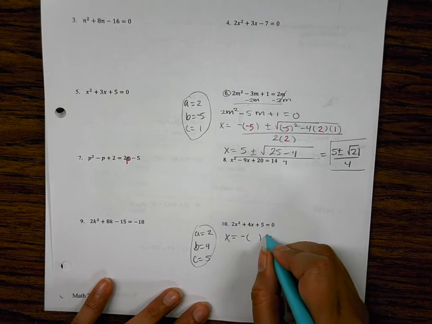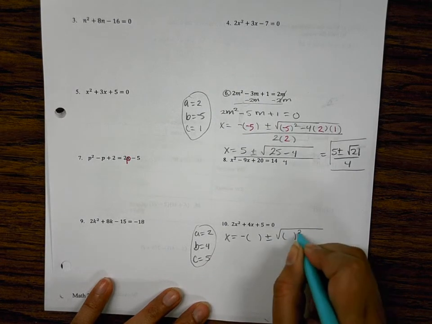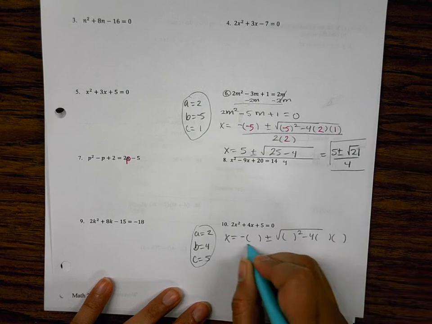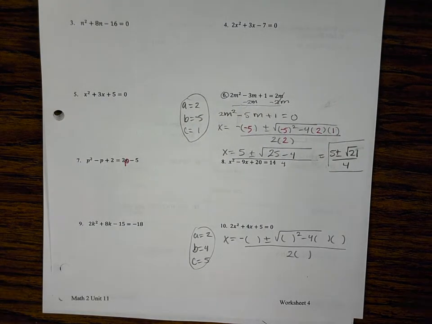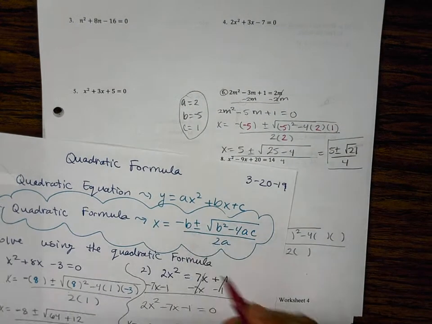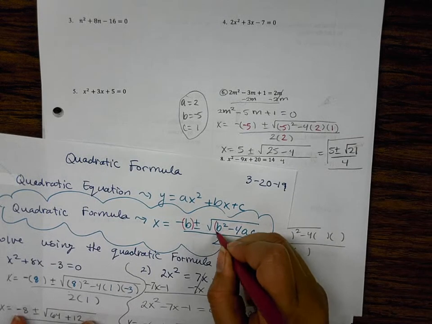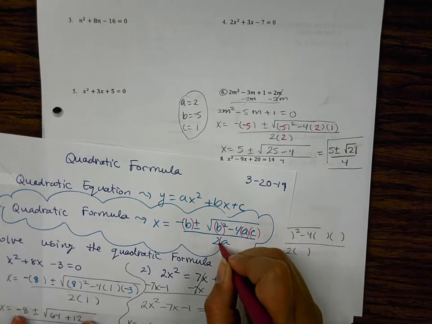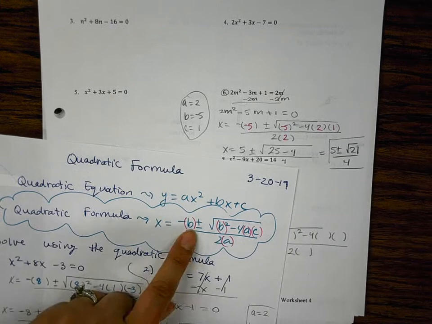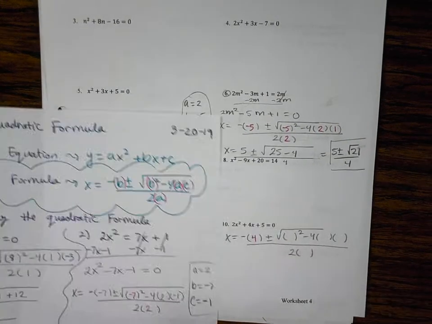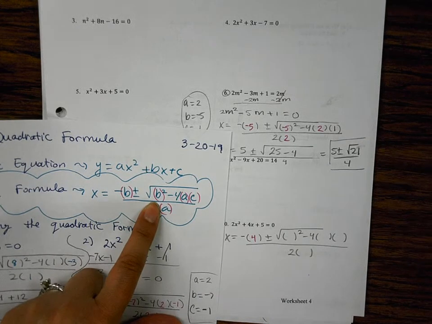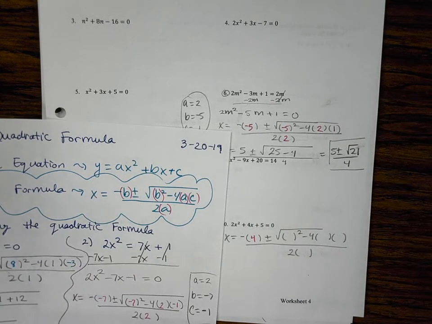X equals negative B, I put a blank, plus or minus the square root of blank squared minus 4 blank blank all over 2 blank. What goes in the first blank? Look back at your formula. That is negative B. What I'm doing is I'm just putting parentheses around all of my letters, so it looks like this. What goes in the first blank? Whatever B is, and B is 4. The next blank is another B, and we're squaring it.